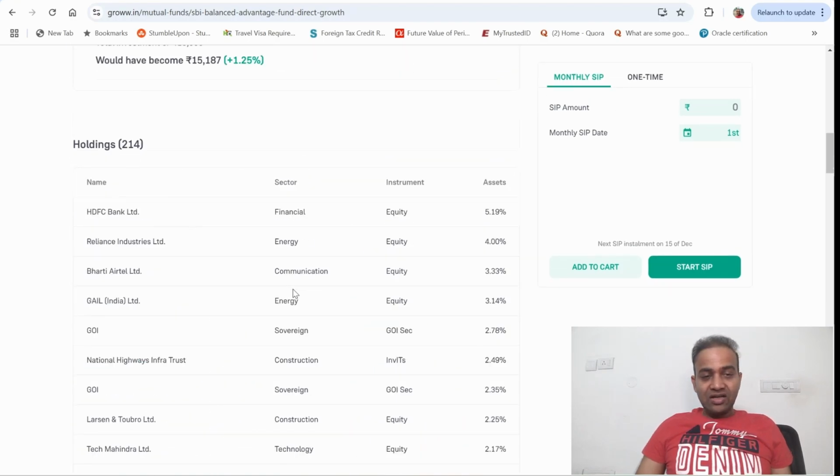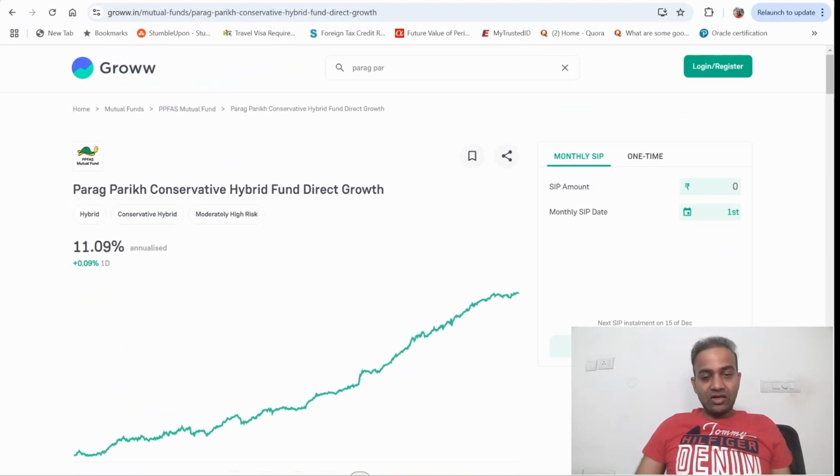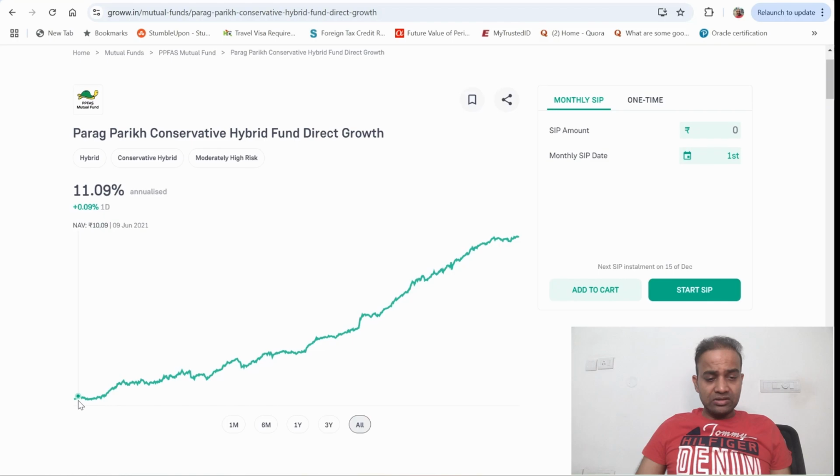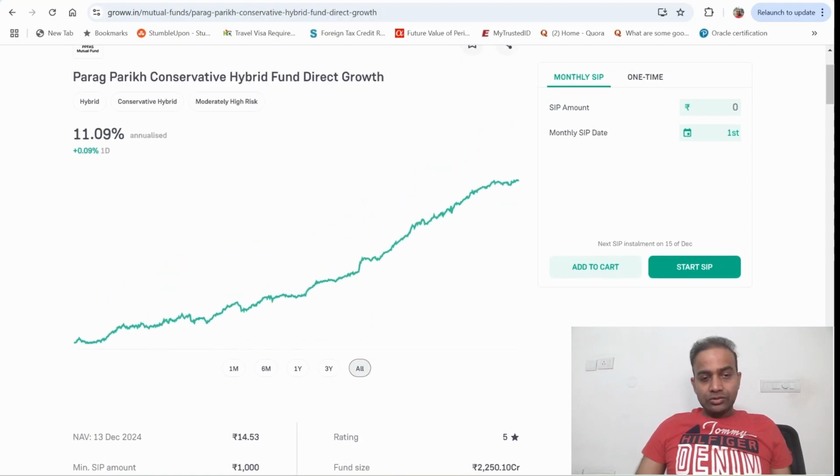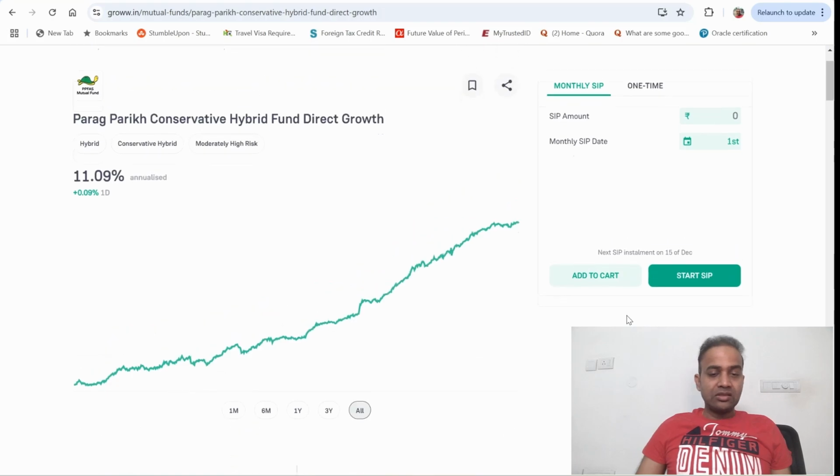For a conservative investor, if you want to go for a conservative fund, this is the fund which I like, the Parag Parikh Conservative Hybrid Fund. This was launched 4 years back. Here also, these returns are on the higher side because of the market condition. Normally it should be in the higher single digits.